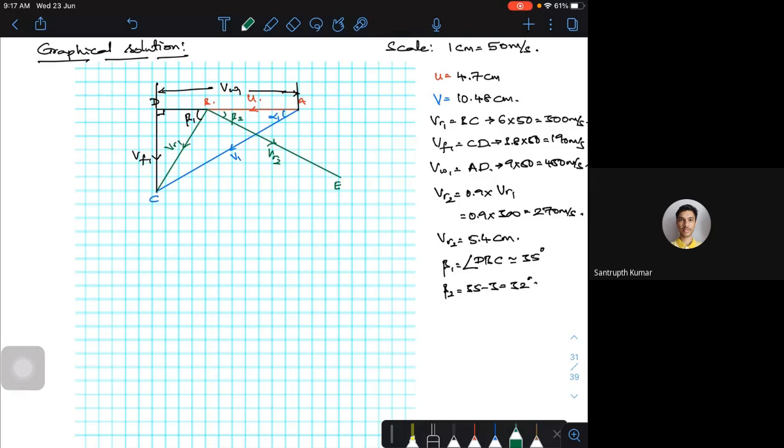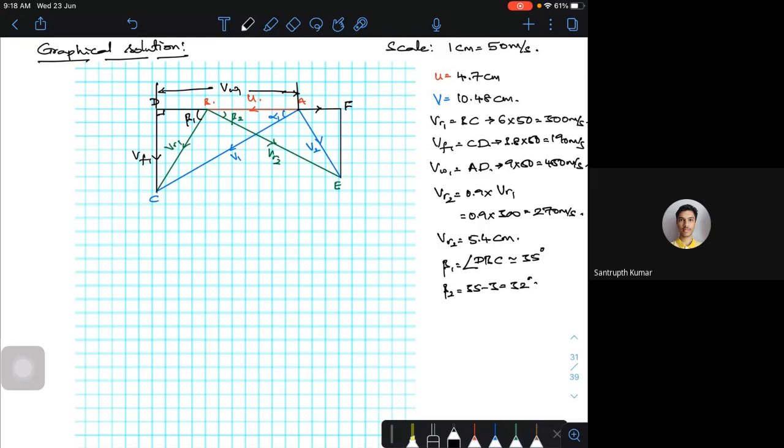Now join your A to E, and you will be getting your V2. Now close the triangle by drawing a vertical line from E and a horizontal line from A to get point F.